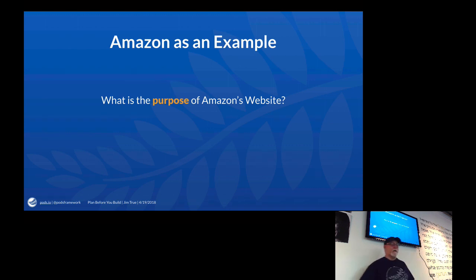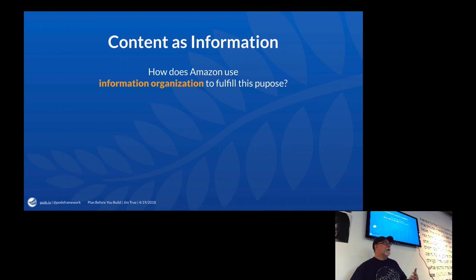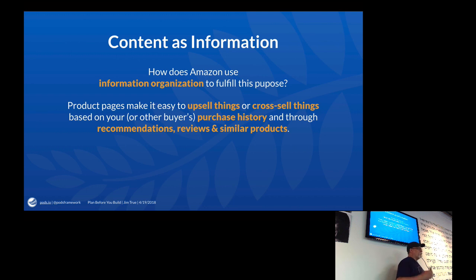Let's take Amazon as an example. What's the purpose of Amazon's website? It was honestly probably the very first big e-commerce platform. But its primary job was to sell products. How does it use its information organization to fulfill this purpose? Well, its product pages make it really easy to find other things that you might want to buy. You've noticed this. You've logged in. Whenever you buy something, your purchase history is there, and it recommends a possible other item you might want to buy, or it looks at somebody else's purchase history, and it says, based on their purchase history, there's some other items that these other people bought. Why don't you think about buying those?